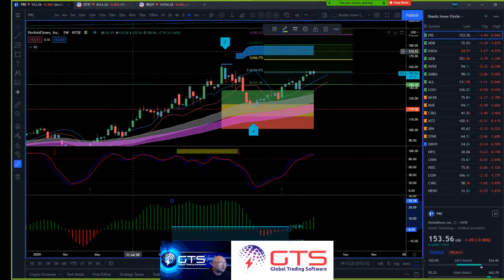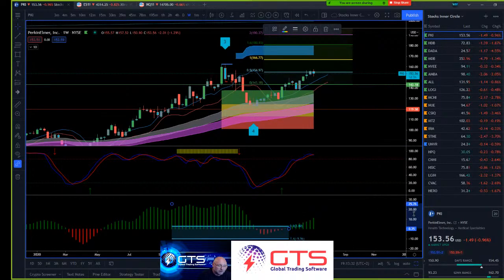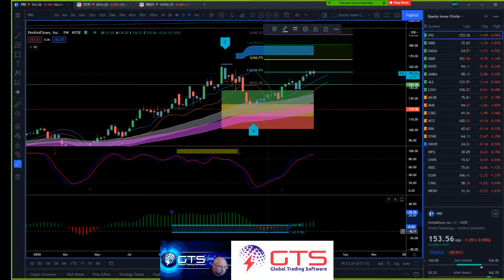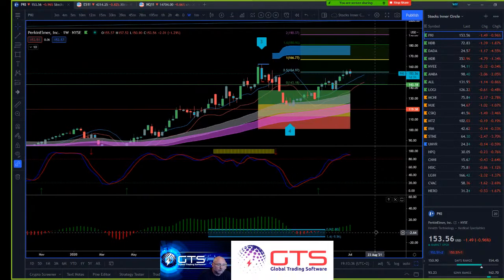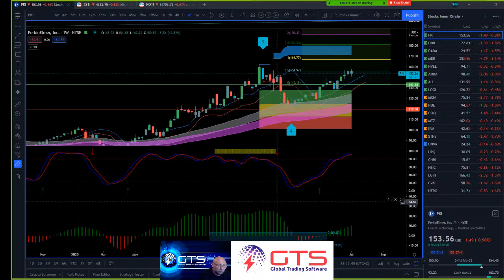Then on your settings you need 0.9, 1.4. Clear everything else off, set it to a template, and that measures the crowning of the wave 4 pullback and that behavior. So during that wave 4 pullback, it should crown between 90 and 140%. No more, no less, in that zone.